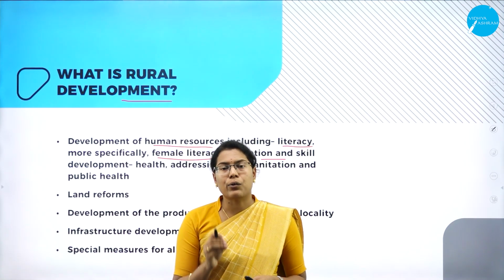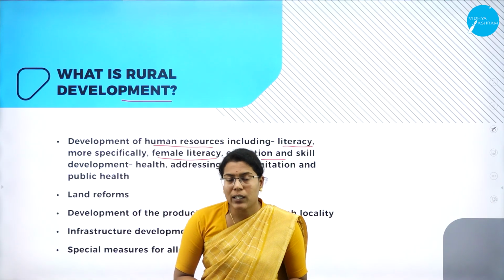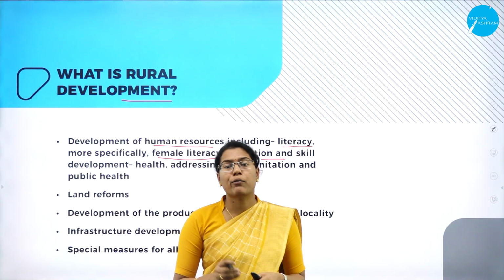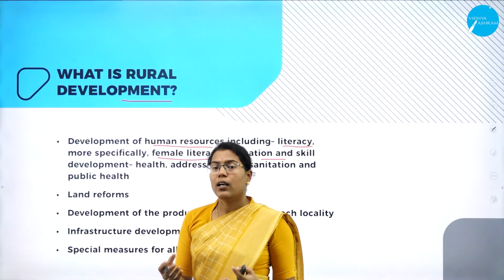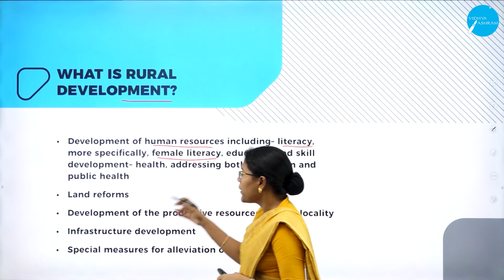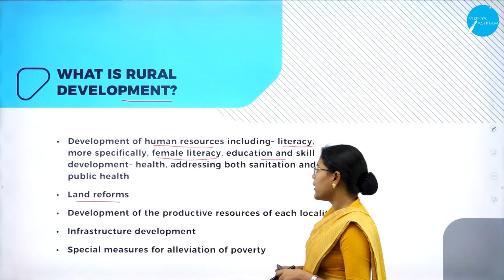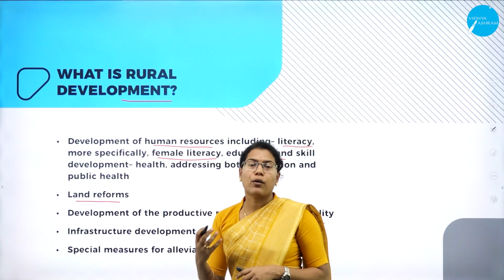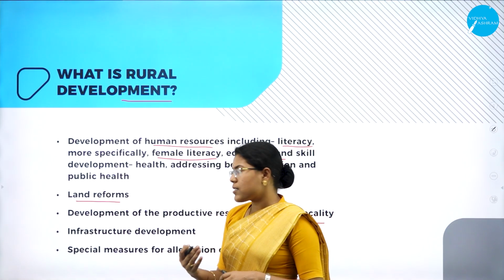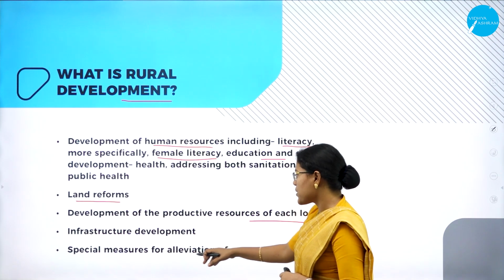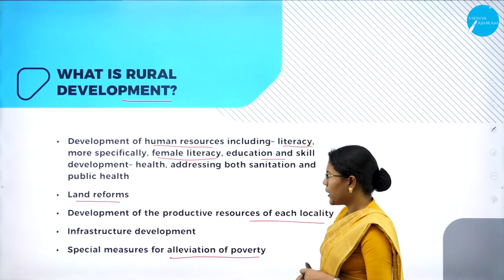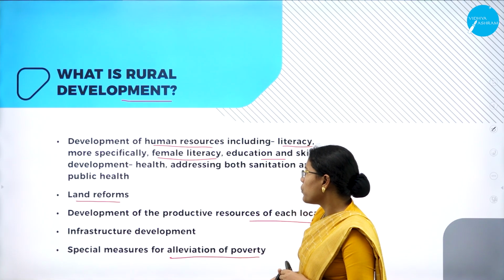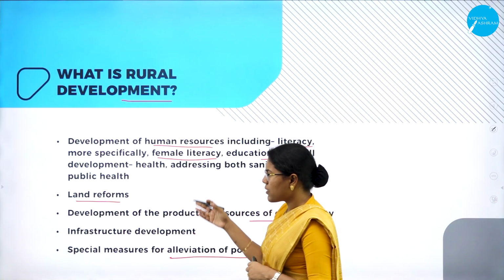And particularly in rural areas, some of the major problems are unemployment, lack of education, lack of awareness regarding social problems, then there might be the problem of land disputes, then also the productive resources of each locality need to be developed so that the people of rural areas are able to earn some income, and infrastructural development, and special measures for alleviation of poverty. So as we can see, these are the major problems of rural areas. Let us discuss them one by one.